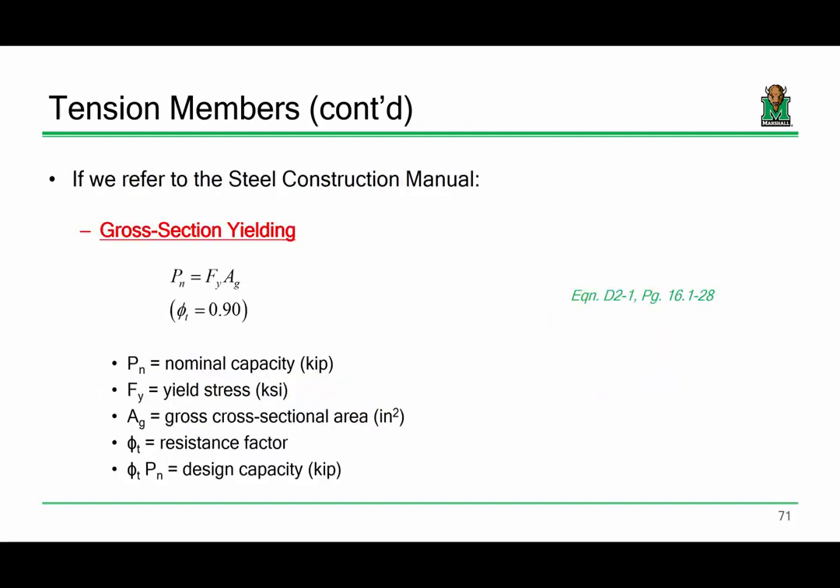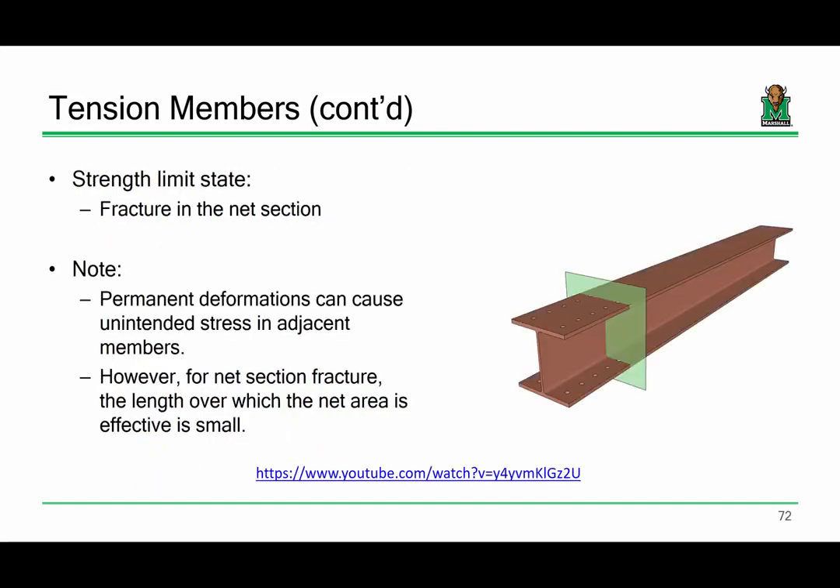So in order to compute the capacity of a section according to gross section yielding, to get the nominal capacity, we take the yield stress and multiply it by the gross area. So remember, yield stress is something that you can just look up in that table 2-4. That's pretty easy. Gross area and net area we're going to talk about here soon. And then our phi value for gross section yielding is 0.9.